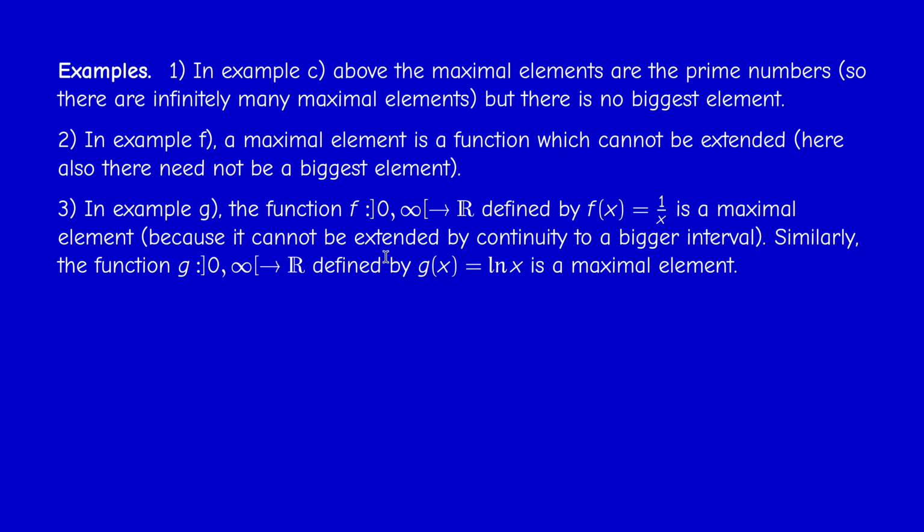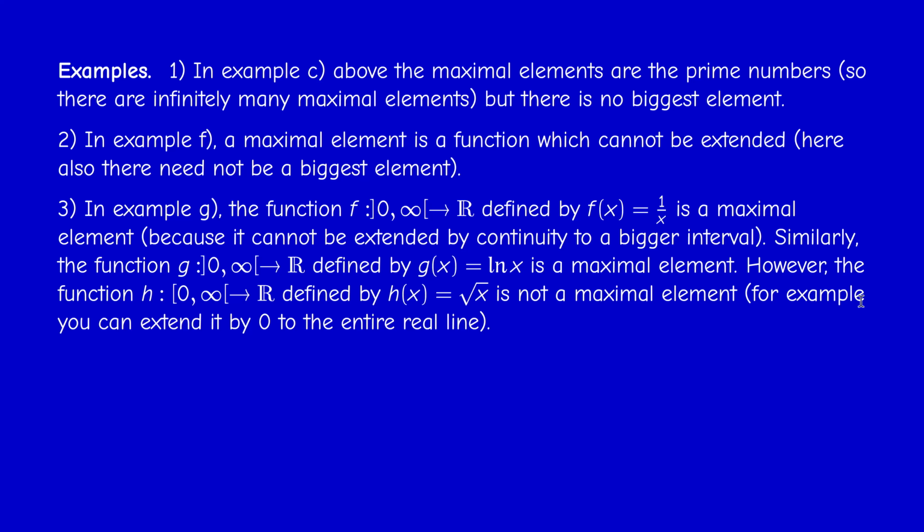And same thing, ln of x is also another maximal element. So we have so many maximal elements here. So ln of x is not extendable to a continuous function to an interval bigger than 0 to infinity. So these examples are very important. For us analysts, maximal most of the time means non-extendable. And non-extendable, once again, does not mean biggest, because there need not be a biggest element.